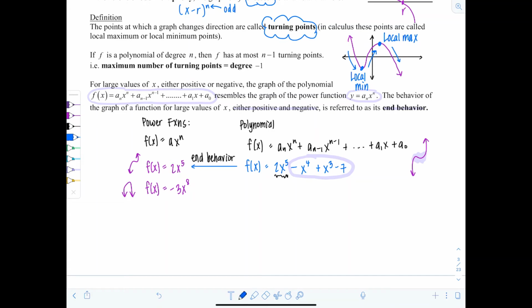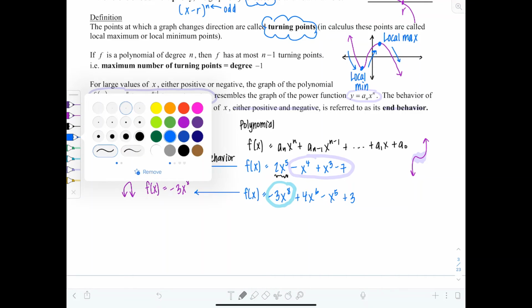Similarly, if you had some other function, maybe f of x equals negative 3x to the 8th plus 4x to the 6th minus x, whatever. All of these smaller terms don't matter as much. Whatever is the degree of the polynomial, the highest powered term, that's going to control the end behavior. So it's going to resemble the power function with that same value of a and the same exponent.